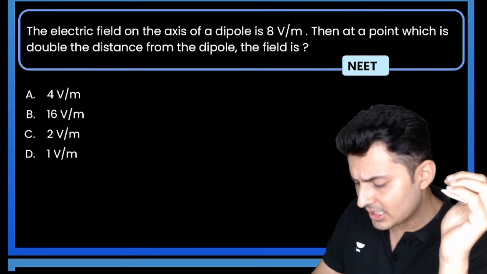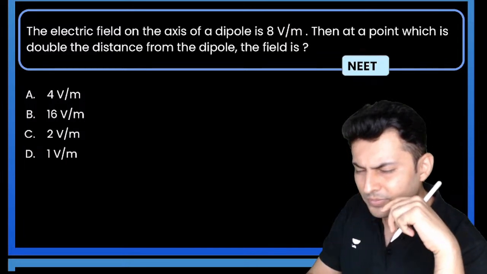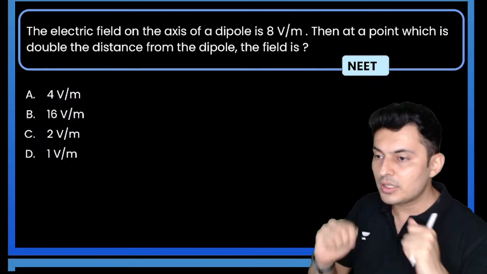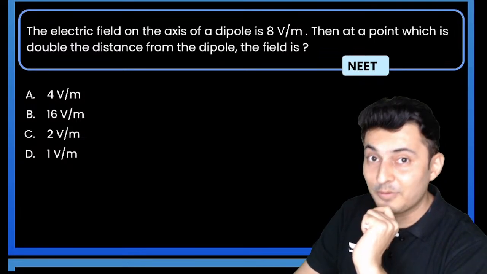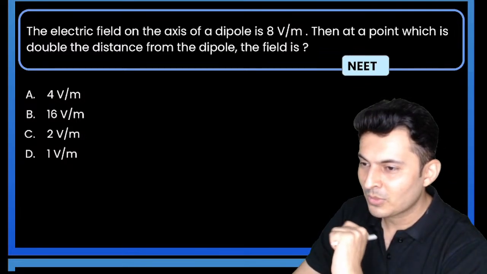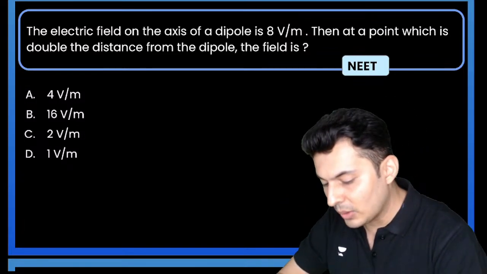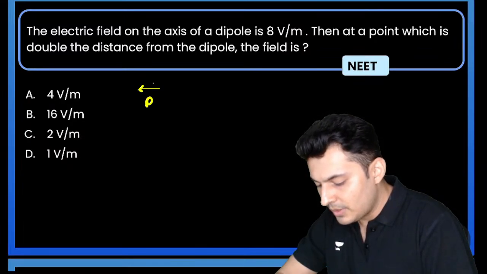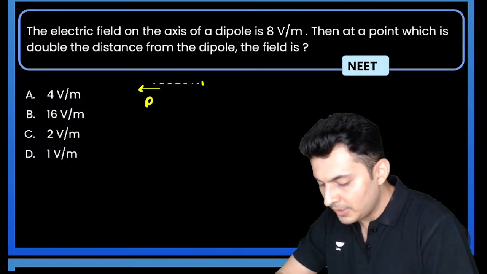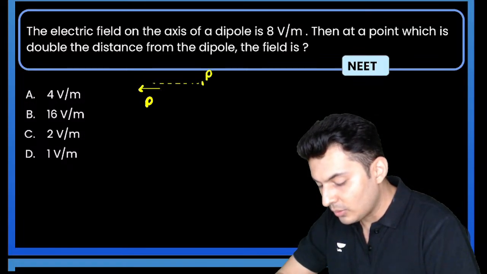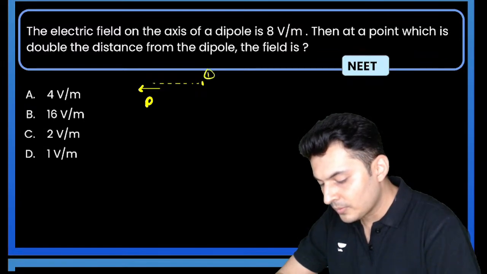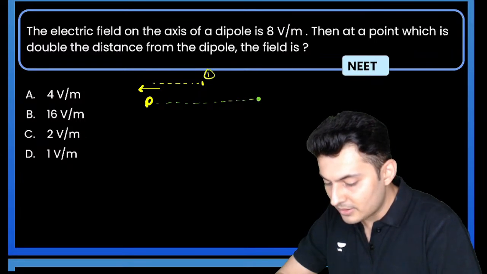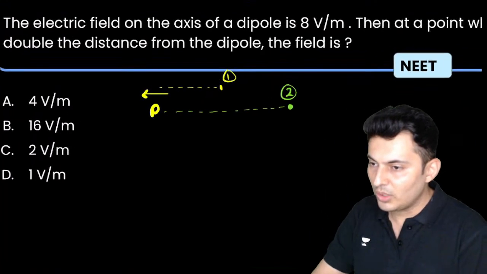Electric field on the axis of a dipole is 8 volts per meter. Then at a point which is double the distance from that dipole, the field will be how much in value? So you have doubled that distance. Think about it. What is going to happen? There was a dipole maybe like this, and maybe you were at a certain distance from it. Initially this was the first scenario. Now in the second scenario, you have basically doubled that distance. So what do you think will happen?